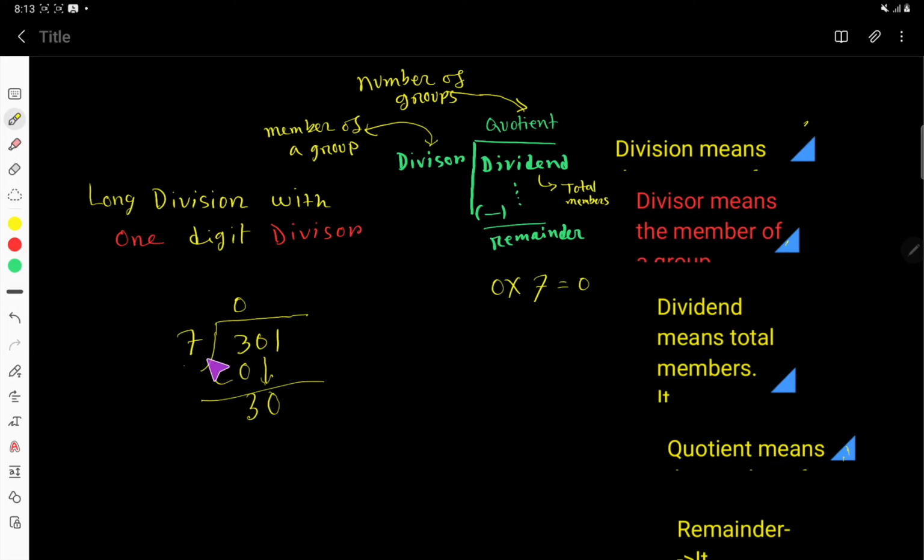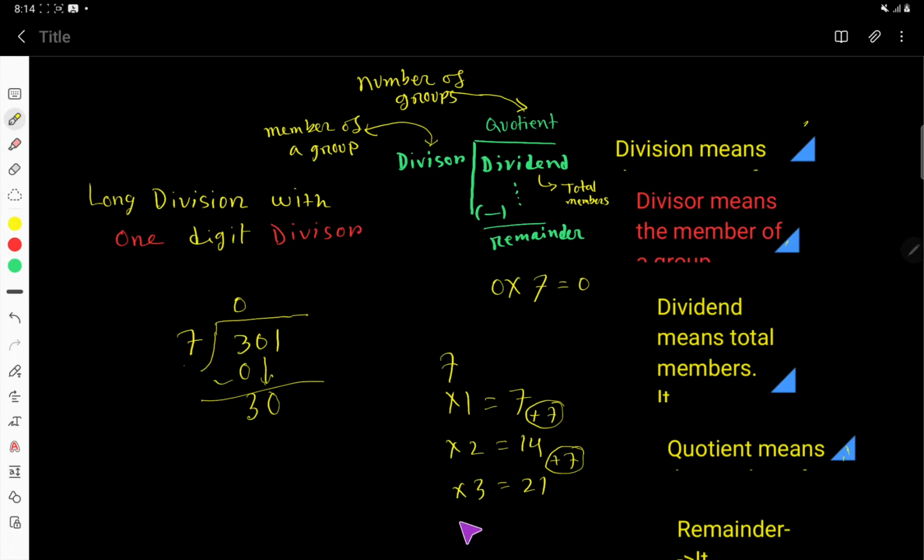So now you have to think about how many times 7 goes into 30. To do so, you need the multiplication table. So look, 7 times 1 gives us 7. Then 7 times 2 gives us 14. You just have to add 7 to this 7, then it will be 14. So 7 times 3, just add 7 to this 14. That is 21.